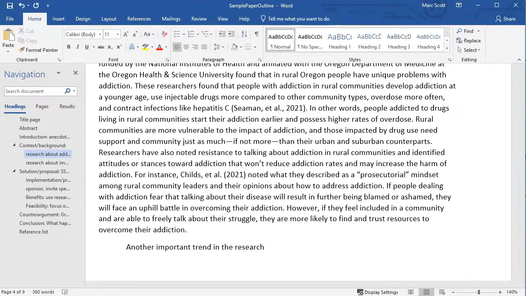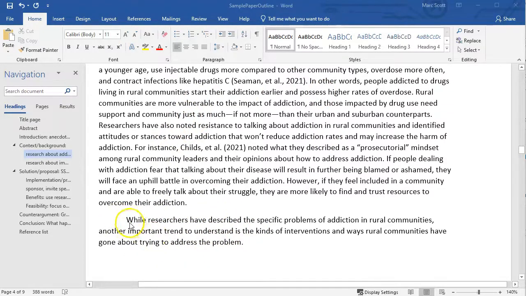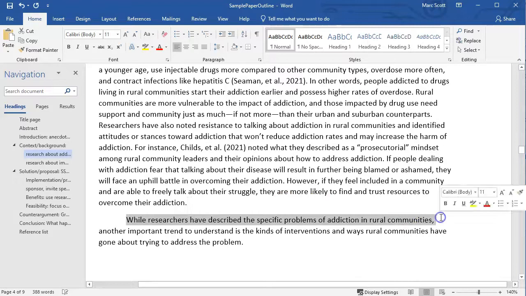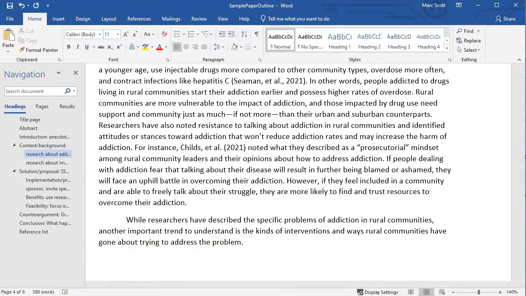Let me pause this for a second, I'll show you. So sometimes we need an entire sentence, and even kind of a longish sentence like this, to explain what's going on from one idea to another, how the ideas are related to each other. So we have here, while researchers have described the specific problems of addiction in rural communities, that's what this previous paragraph was all about. So I'm nodding to the previous paragraph, and I'm forecasting what's going to come up in the upcoming paragraph. Another important trend to understand is the kinds of interventions and ways rural communities have gone about trying to address the problem. Here's what's going to happen in this upcoming paragraph.